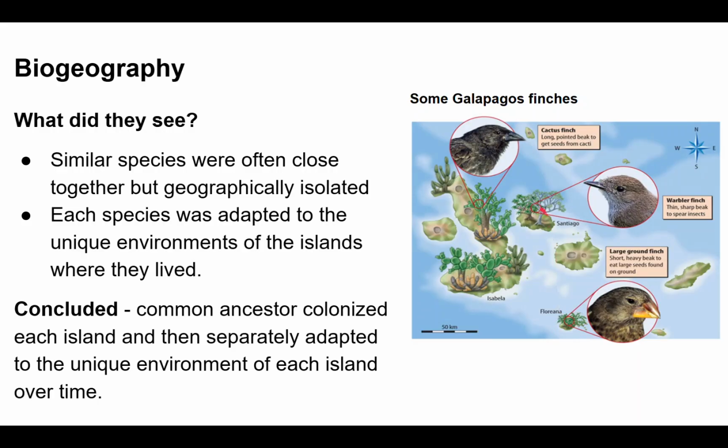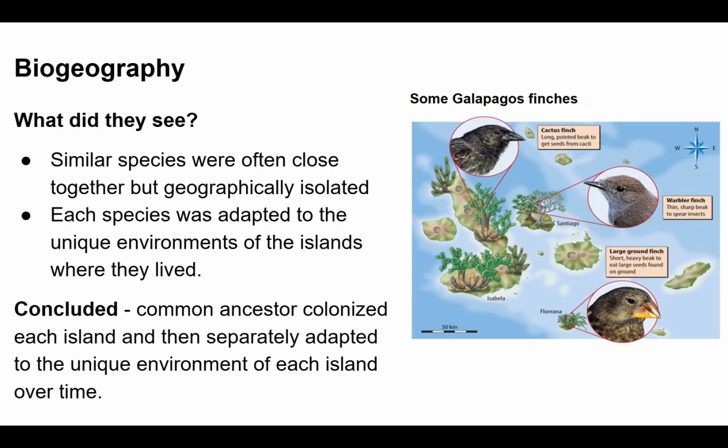So they saw this, and that the species that were most similar tended to be closer to each other in terms of the islands, and the ones that were further away from the mainland were also the most different. And so what they proposed was that there must have been a common ancestor to all of these that settled here from the mainland, and then each one of these moved into these different habitats and evolved separately, but from the same common ancestor.